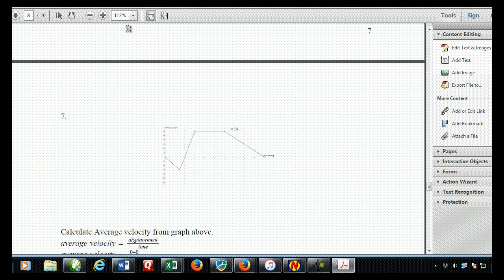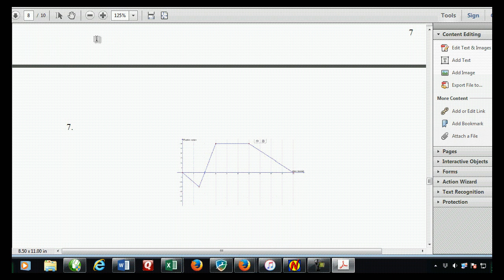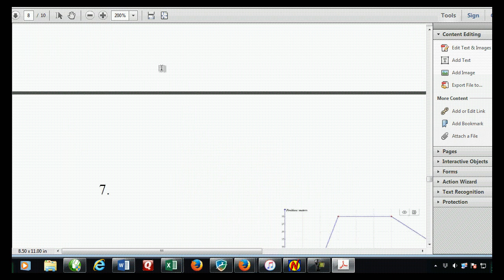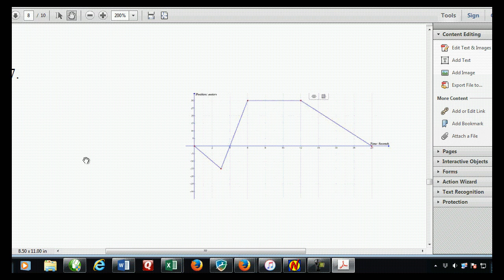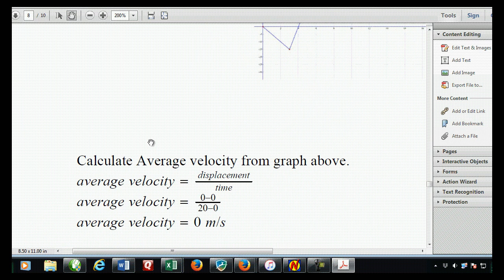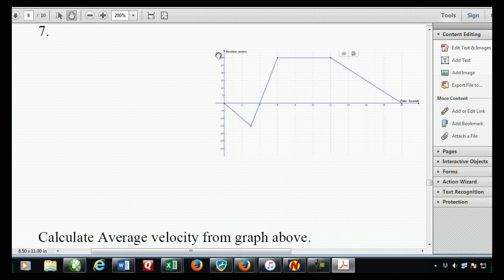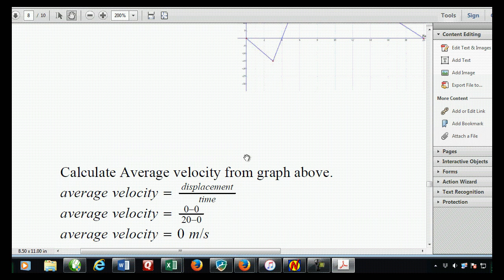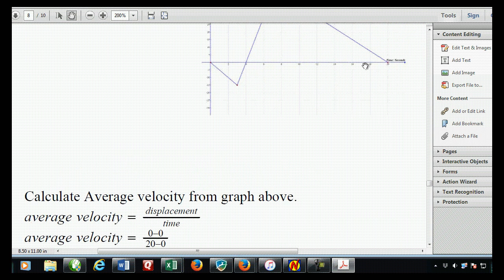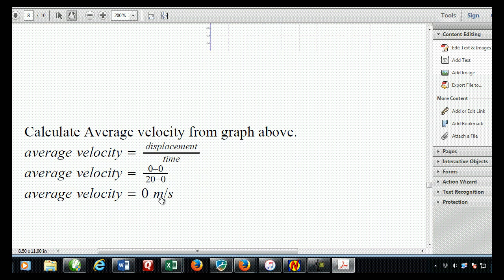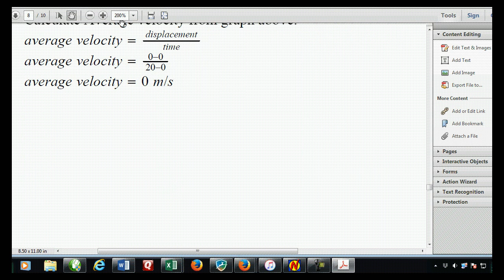Number 7, surprised me, a lot of people miss this question. You got to go back to the definitions. It tells you what to do. The question says, calculate average velocity. Velocity is displacement over time. Displacement is what? Final position minus initial position. This is the position scale over here. So his initial position was what? 0. His final position was 0. His initial position was 0. So you know that 0 minus 0. Don't really care that it took 20 seconds. But then at the bottom, you have 0 meters per second. Don't miss the easy ones.